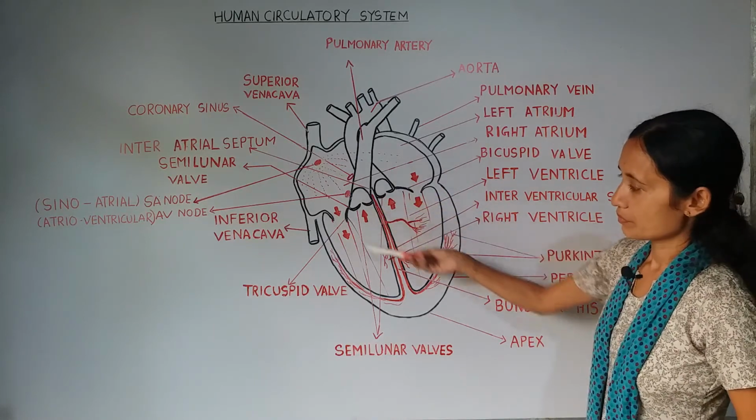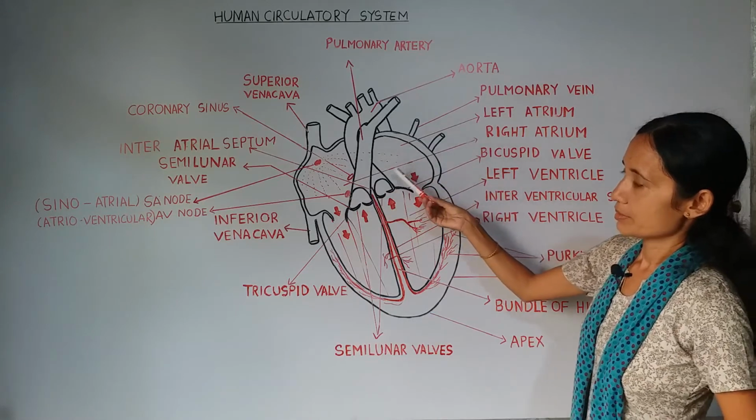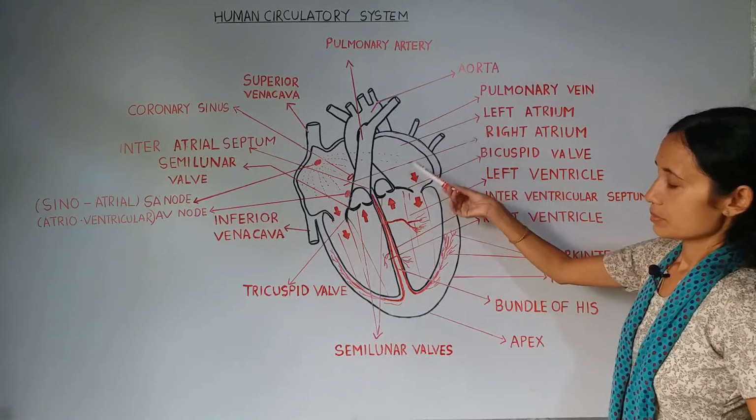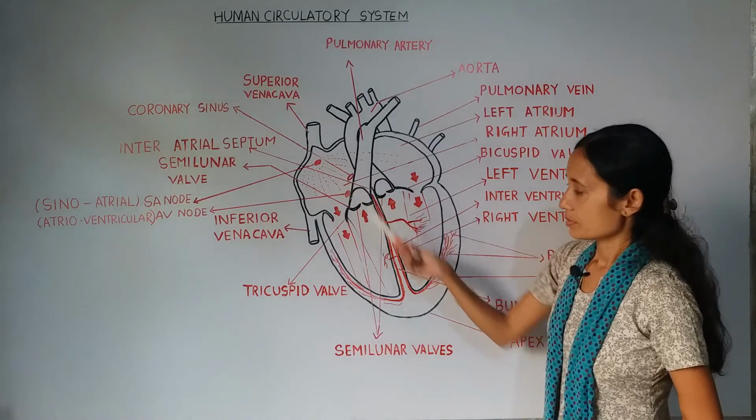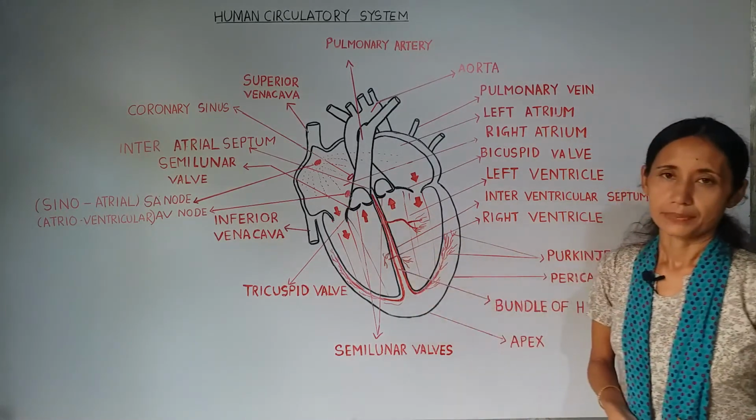Now let's come to the chambers of the heart. We have 4 chambers. The upper portion is called the atria. We have 2 atria, the left atrium and the right atrium, and 2 ventricles, the left ventricle and the right ventricle.